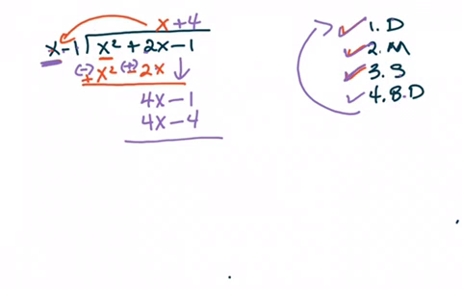Third thing I do is subtract. But before I subtract, I have to change the sign. So this was a positive, I'm making it negative. This is a negative, I'm making it positive. All right, now I just do my subtraction. 4 take away 4x, take away 4x is nothing. I'll leave it alone. Negative 1 plus 4 is positive 3.